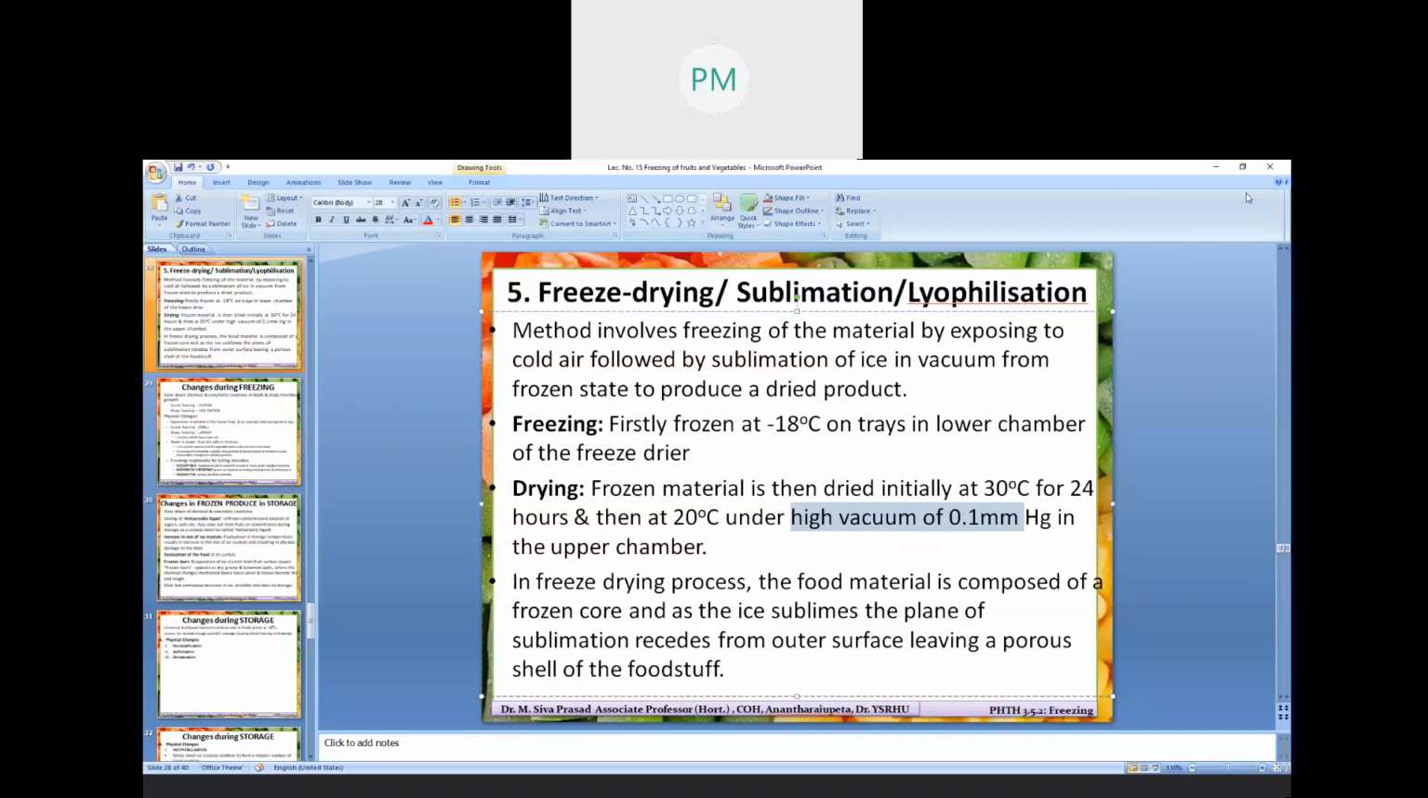Because it is under high vacuum, the pressure is reduced and the temperature of evaporation will be reduced. That means at 30 degrees Celsius or 20 degrees Celsius itself, water starts evaporating. Usually water starts evaporating at 100 degrees Celsius. When the pressure is reduced, does the temperature of evaporation decrease or increase?